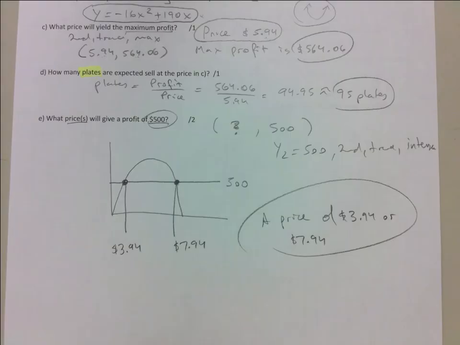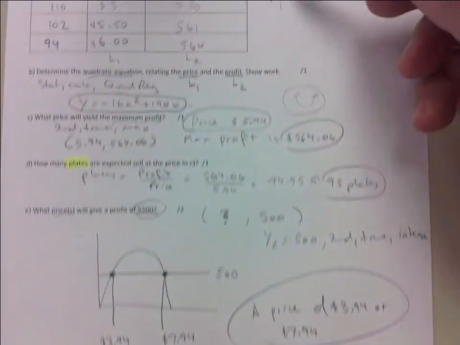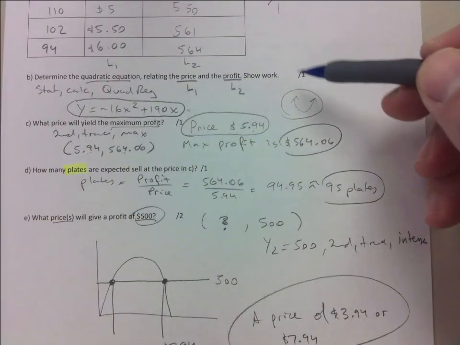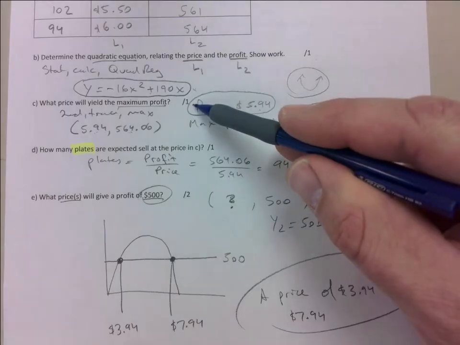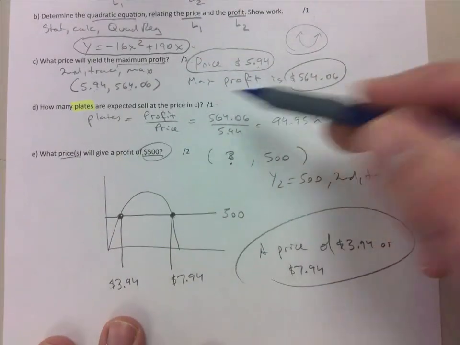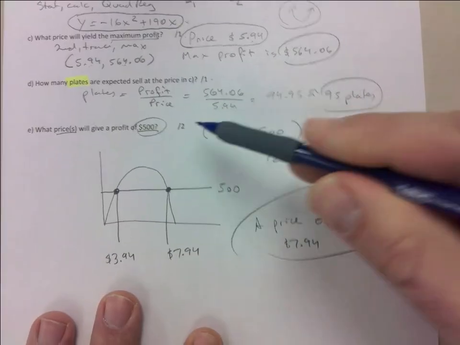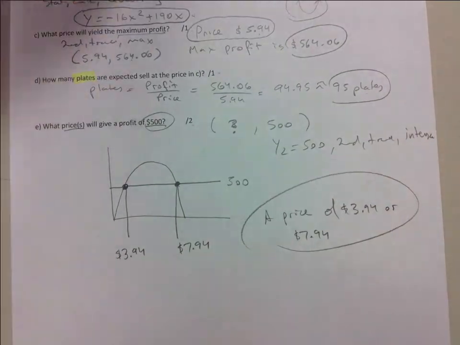So what are we at in terms of marks? Let's do that real quick. 1 for the table, 2 for the equation, 3 for the price, 4 for the number of plates, and another 2, so that's 6 in total for this backside.